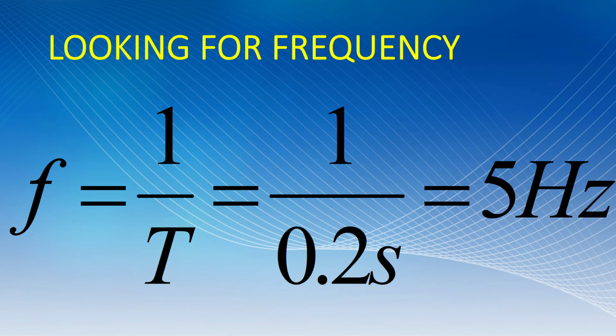Okay, how about the frequency? We have the value of time now, so we use this formula: f is equal to 1 over T. Substituting the given value, 1 over 0.2 seconds is equal to 5 hertz.